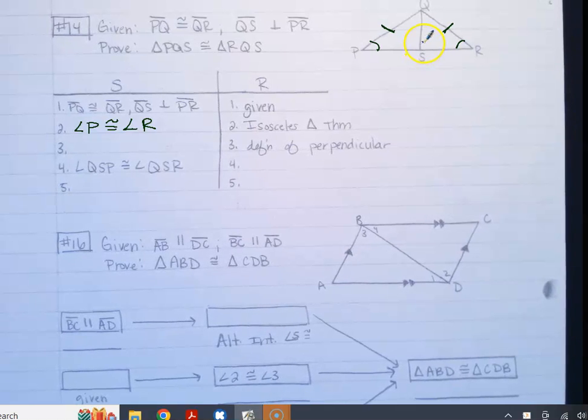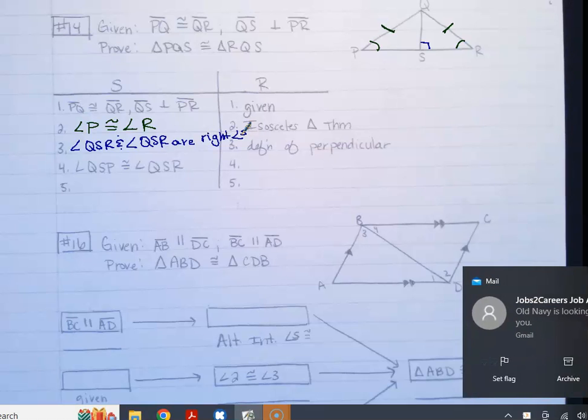Okay, so we could have. I almost marked that at the beginning because it's just one of those things I think of naturally. They make right angles, so we can say angle QSR and angle QSP are right angles. Perfect. Ooh, so step 4, I gave you step 4. So angle QSP is congruent to angle QSR. Why?